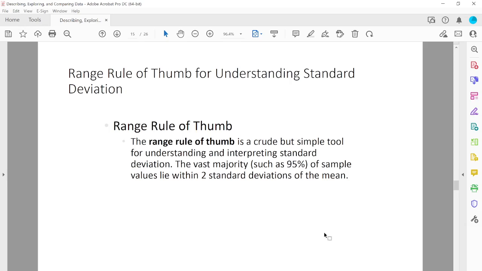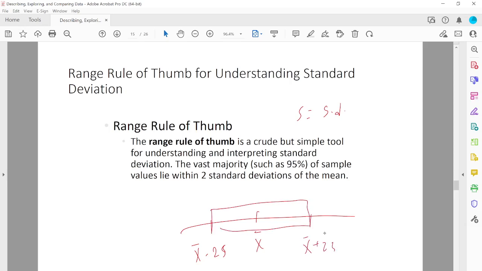The meaning is, let's say here is the mean, and let's say S is the standard deviation for the sample, then 95% of the data will lie within this range from here to here. That's 95% of the data.